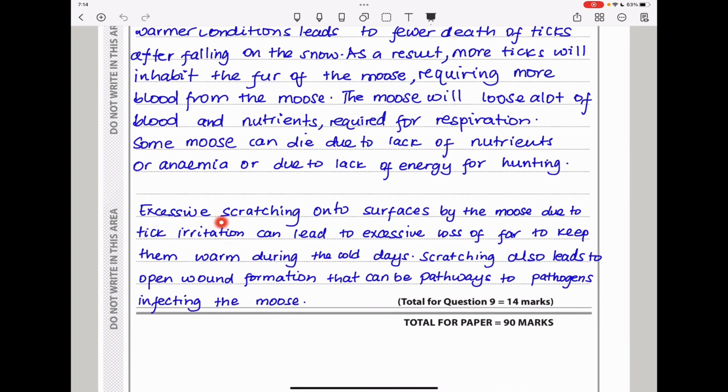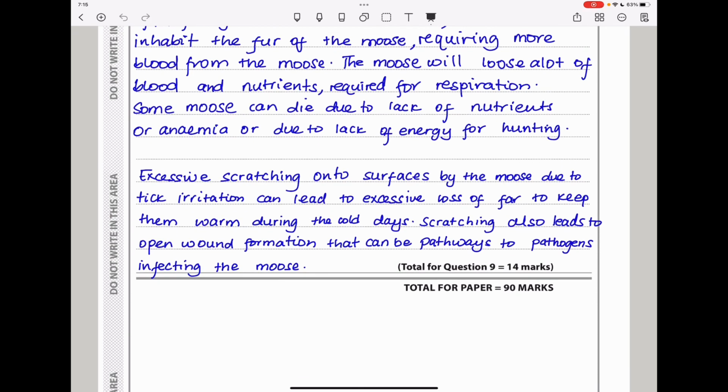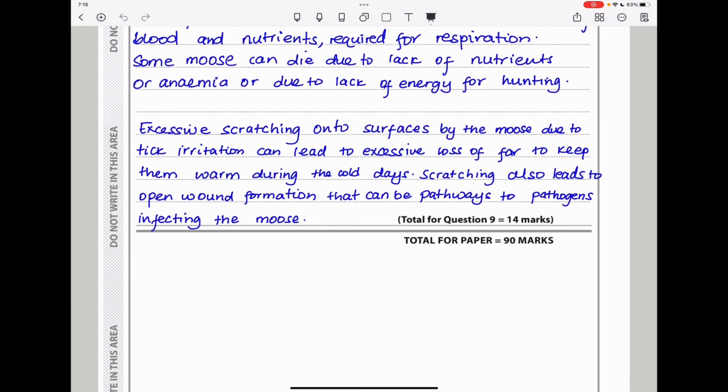So here, if there is excessive scratching onto surfaces by the moth due to tick irritation, this can lead to excessive loss of fur to keep them warm during the cold days. And scratching also leads to open wounds, which of course lead to a pathway for pathogens to infect the moth. So there are so many things that can lead. Either the moth could die due to coldness, it could die due to infection, or it could die due to excessive loss of blood. So all these things can lead to the decrease in the number of moths within the specific area. This brings us to the end of this paper.